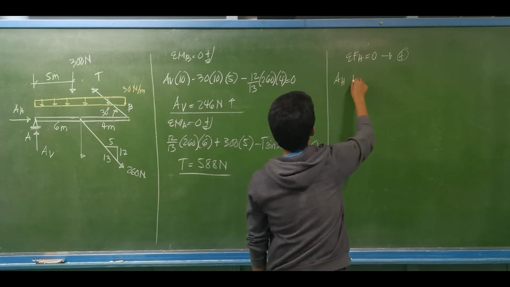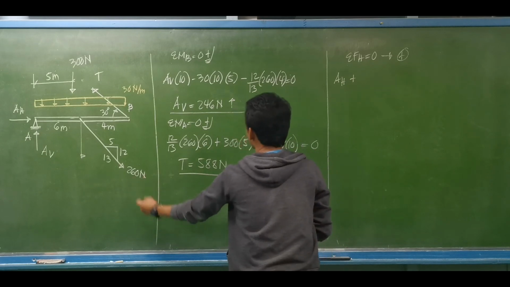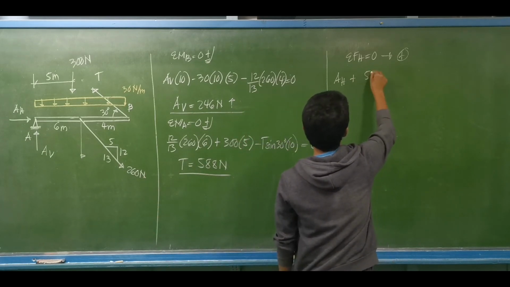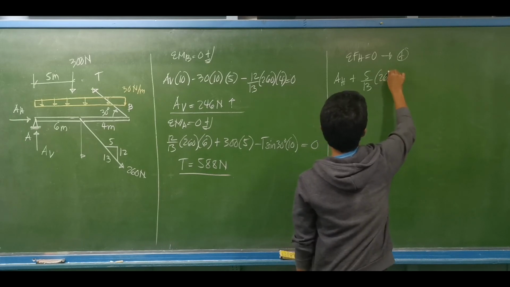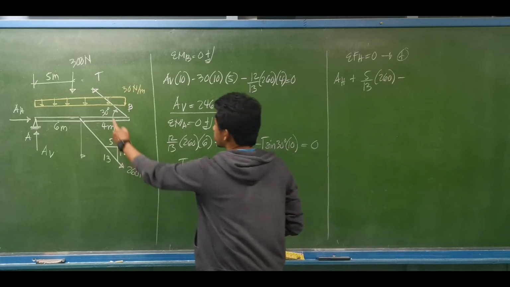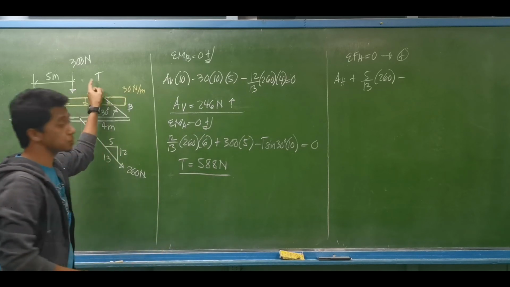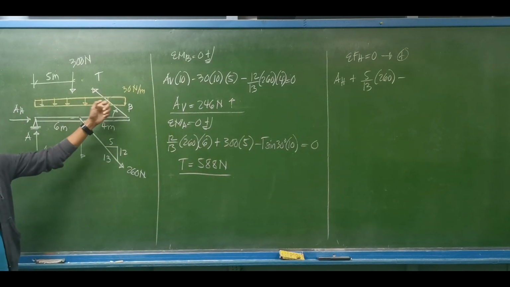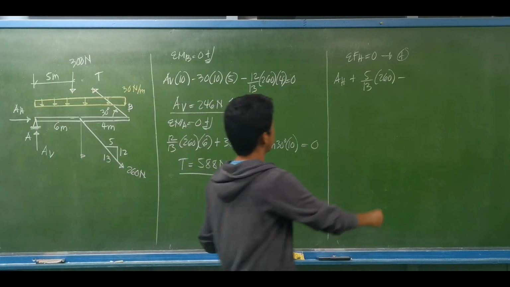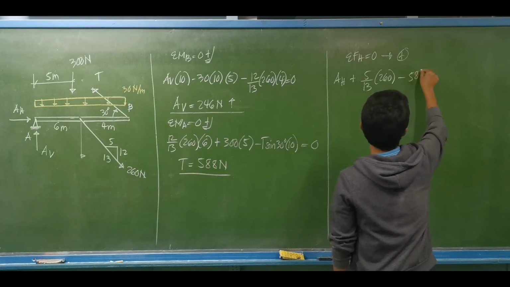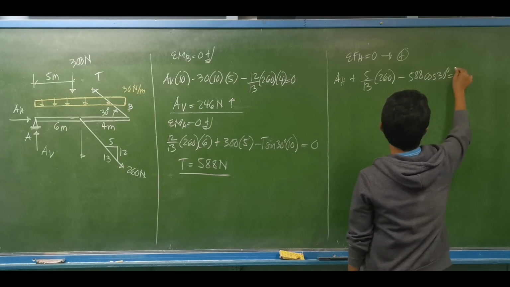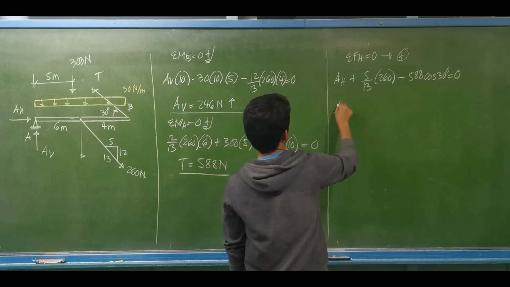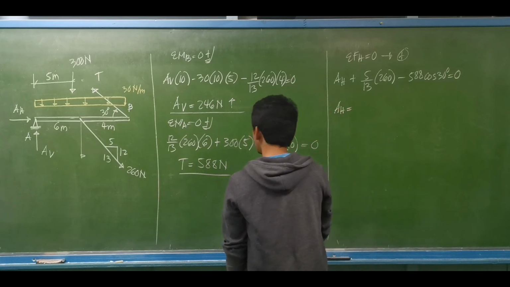We have A horizontal plus the horizontal component of 260, that is 5 over 13 of 260, minus the horizontal component of this tension, since its component is to the left, minus 588 times cosine of 30 degrees equal to 0. So we'll be having the A horizontal.